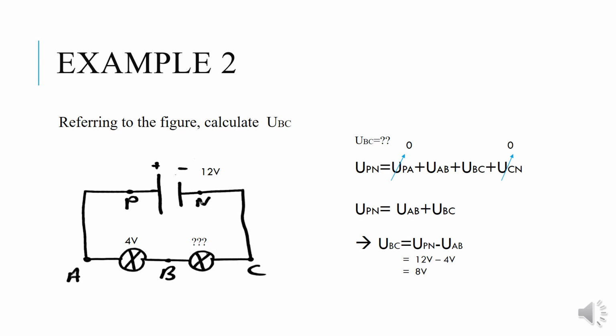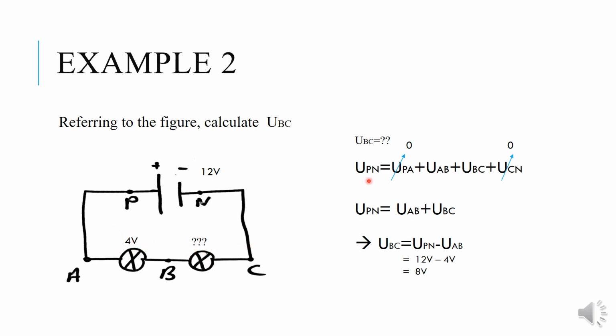Example 2. Referring to the figure, calculate UBC. I have to calculate the voltage across these 2 points, BC. What do we have between these 2 points? We have a lamp. So UBC means the voltage across the second lamp. The voltage of the battery is given. It's 12 volts. The voltage of the first lamp is given. It's 4 volts. So I have to calculate this one.